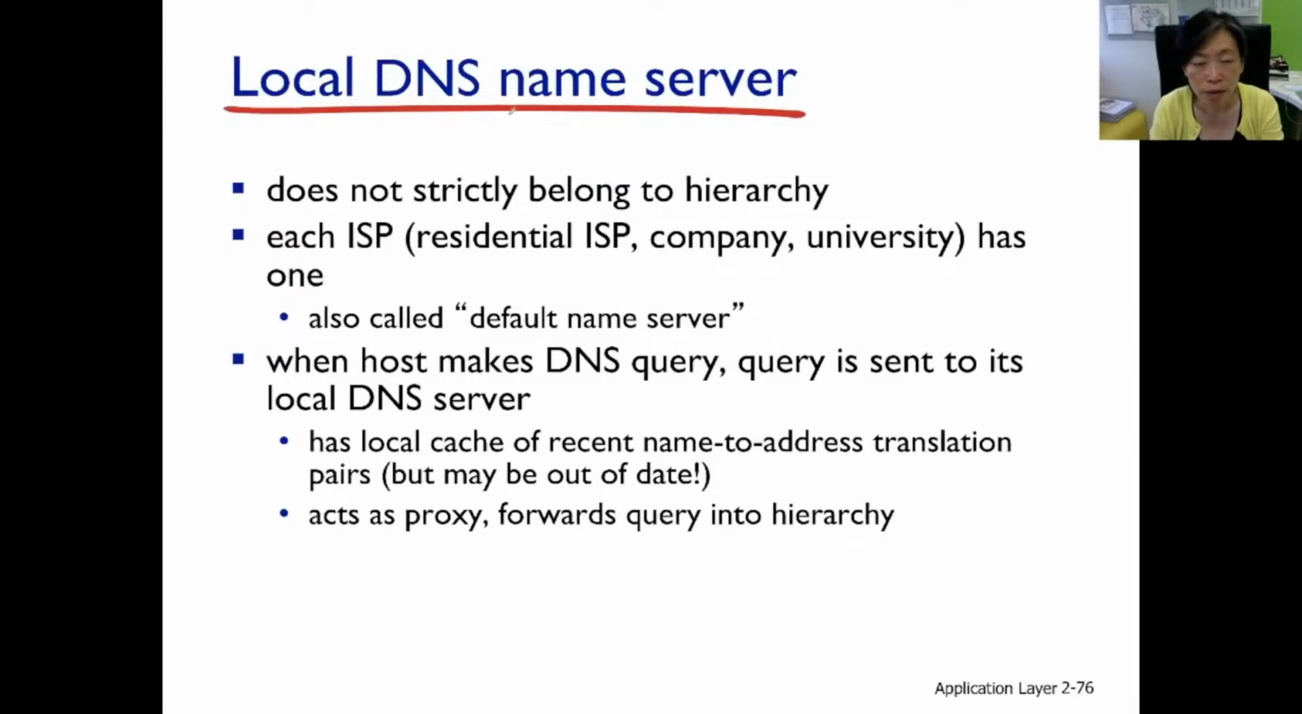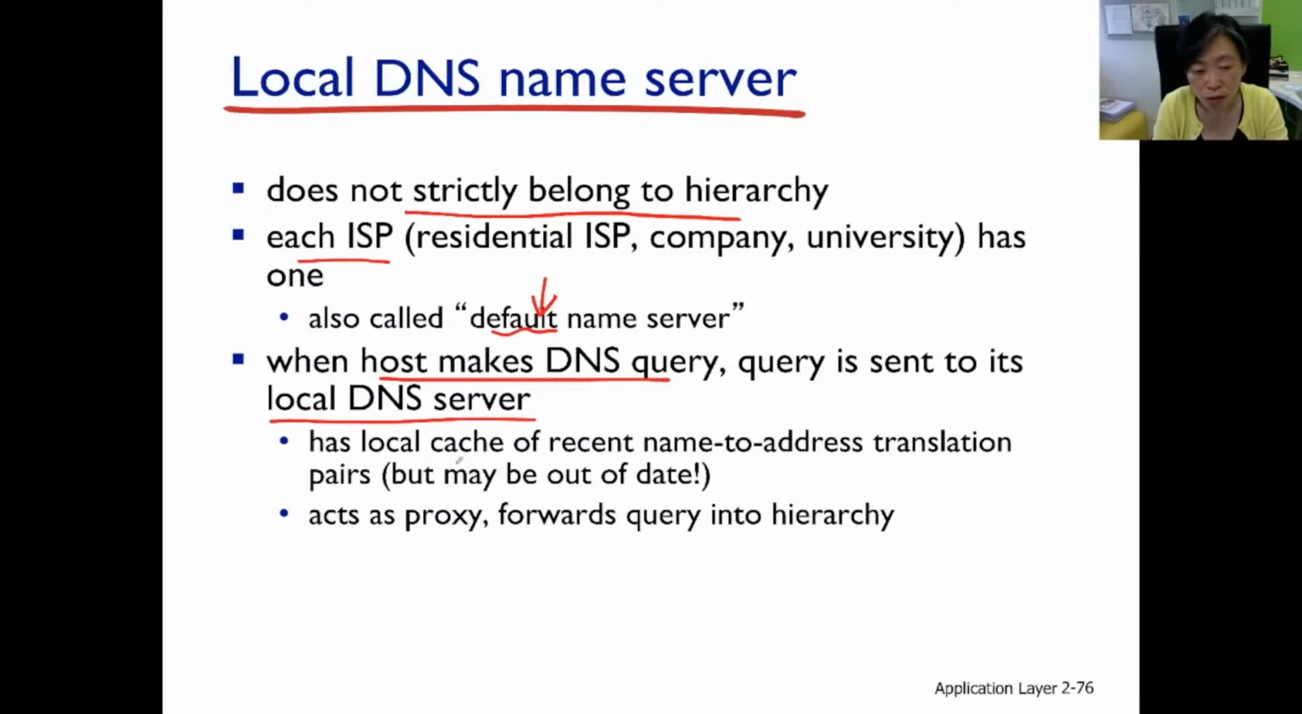The local DNS server, which I tried to introduce earlier, does not belong to the 3-level hierarchy. It's very special. Each ISP or institutional network will set up one, and all the clients in the institution or in the ISP configure themselves to send all their queries to this local DNS server, which is also called the default name server. So when a host makes a DNS query, the query is always sent to the local DNS server.